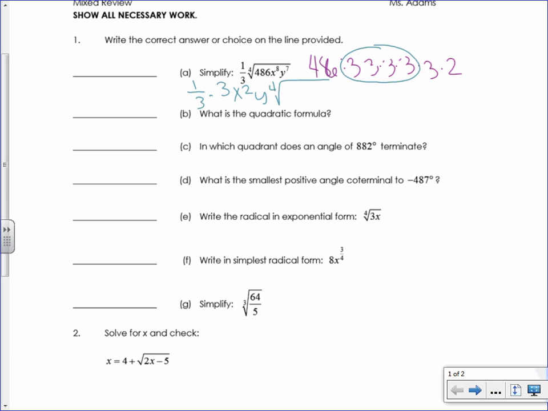And still under my radical, whatever I didn't pull out, I still have this 3 and this 2 under there, so I still have a 6 underneath. I pulled out all the x's, but when I pulled out the 1 group of y's, I still had 3 y's left under there. And out here, remember 1/3 times 3 is just 1. So your final answer is just going to be x squared y times the 4th root of 6.